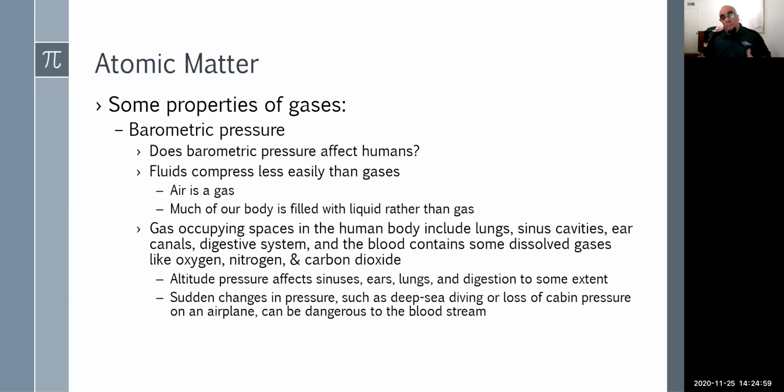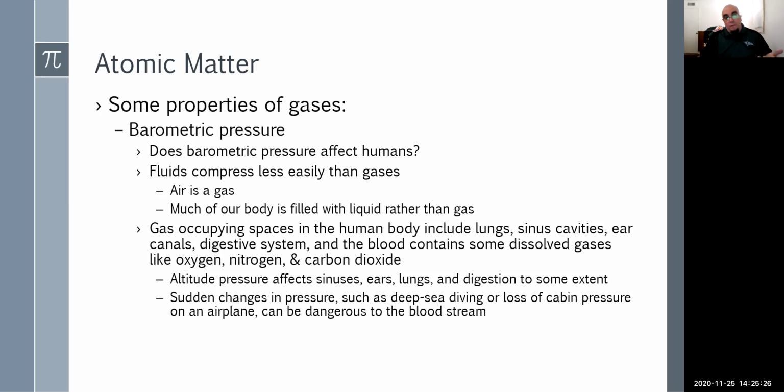Your blood vessels are meant to be filled with fluid. If they're filled with air, you can die. So we need an equal composition of those, right? The lungs, the sinus cavities, the ear canals, the digestive system have some air in them. The blood itself transports gases, right, oxygen and carbon dioxide and nitrogen. But when it transports those gases, it transports them in contained containers like blood vessels or blood cells, right?